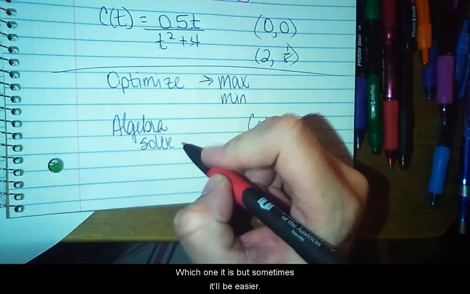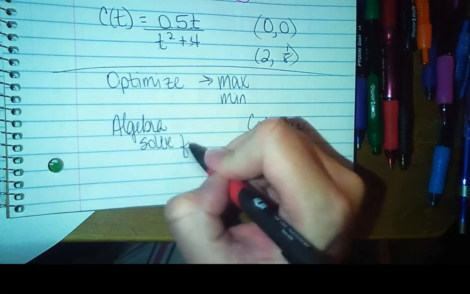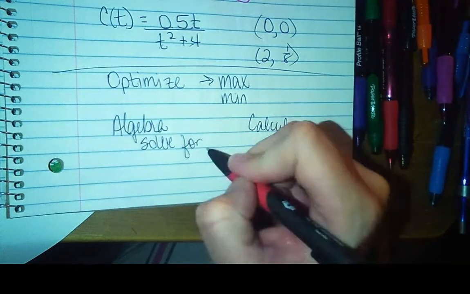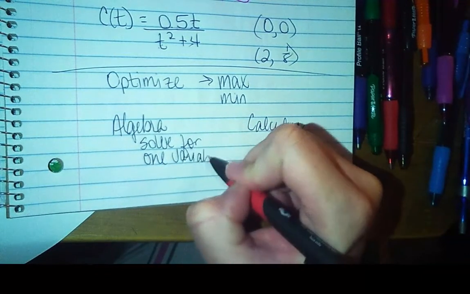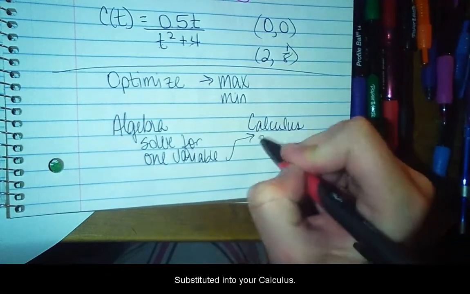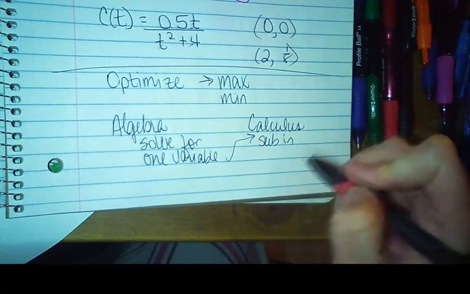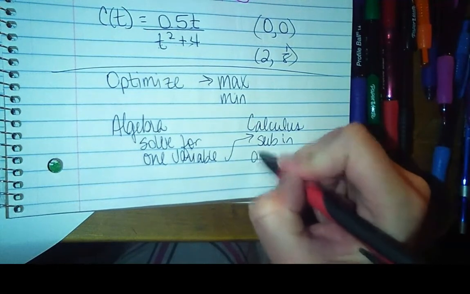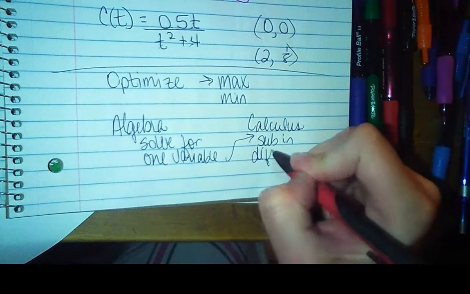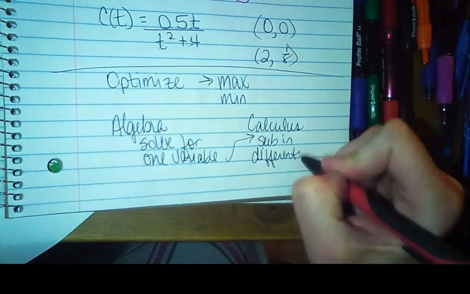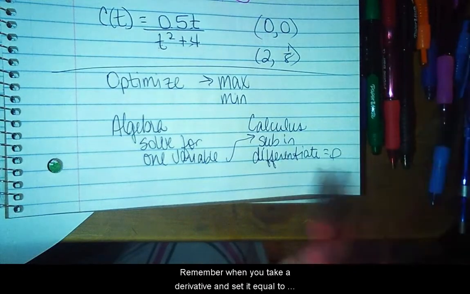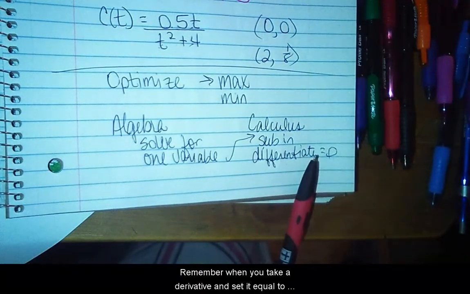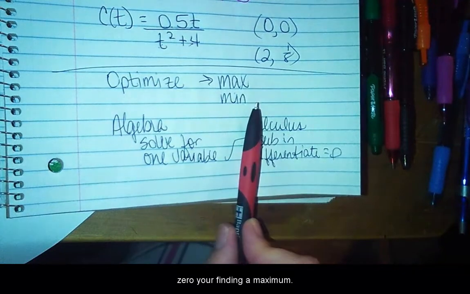I don't care which one it is, but sometimes it'll be easier to pick one over the other. So solve for one variable. Okay? Substitute it into your calculus. Take a derivative. So differentiate. Set it equal to 0 and solve. So remember, when you take a derivative and set it equal to 0, you're finding a max or a min.